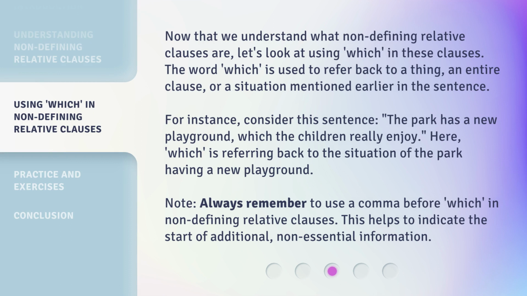Now that we understand what non-defining relative clauses are, let's look at using which in these clauses. The word which is used to refer back to a thing, an entire clause, or a situation mentioned earlier in the sentence. For instance, consider this sentence. The park has a new playground, which the children really enjoy. Here, which is referring back to the situation of the park having a new playground.